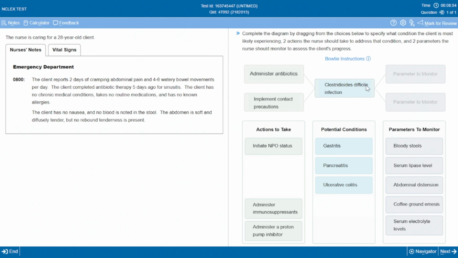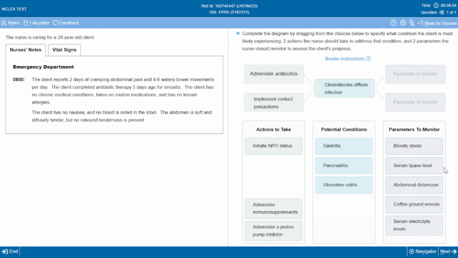All right, we've picked our actions out, we've got our condition decided. Now we gotta figure out evaluating outcomes. So we need to know what we are monitoring for this person to see if our interventions are effective or to see if they're having complications from their condition or from our interventions. So looking over here, bloody stools, I think we already talked about, is really related to ulcerative colitis. It is dangerous, so maybe we want to look at that.